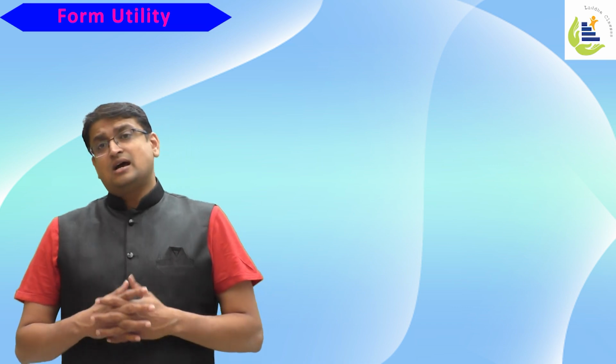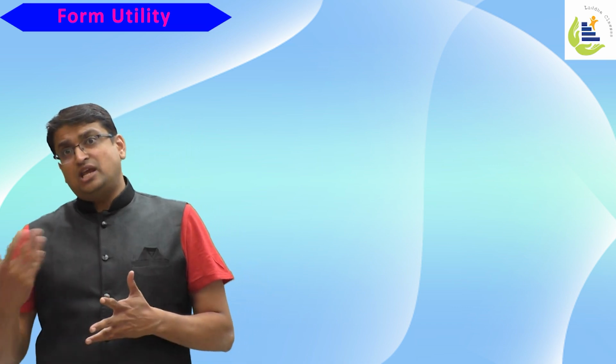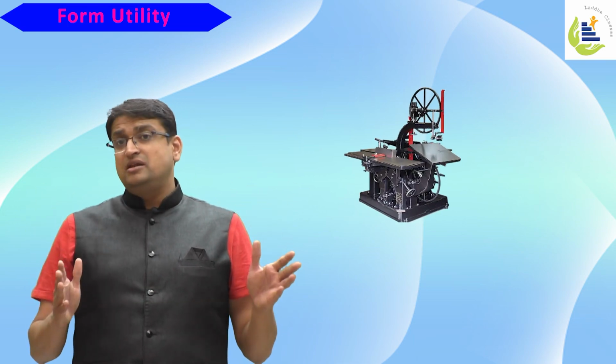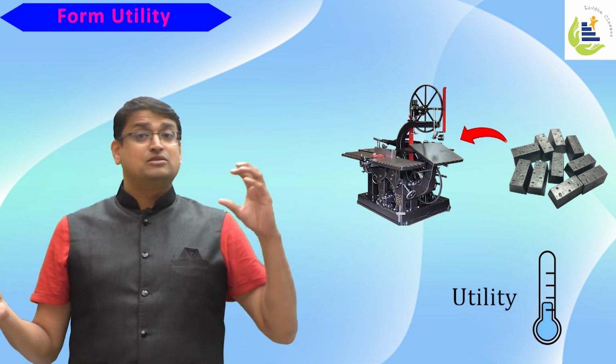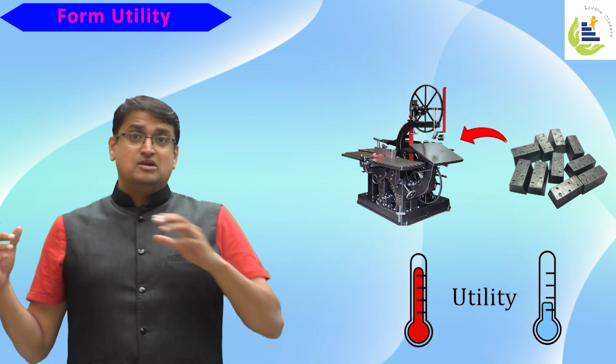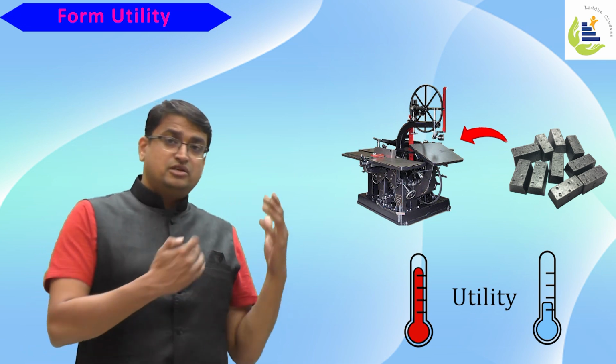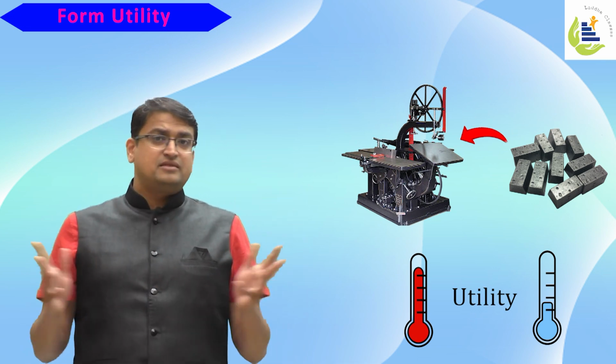The list can be longer. One more example to see how the shape is changed, the structure is changed, and utility is increased. Let's say machinery from iron ore. So iron ore has a lesser utility and machinery has a higher utility. So if you change the structure, the utility increases. And the list doesn't end.